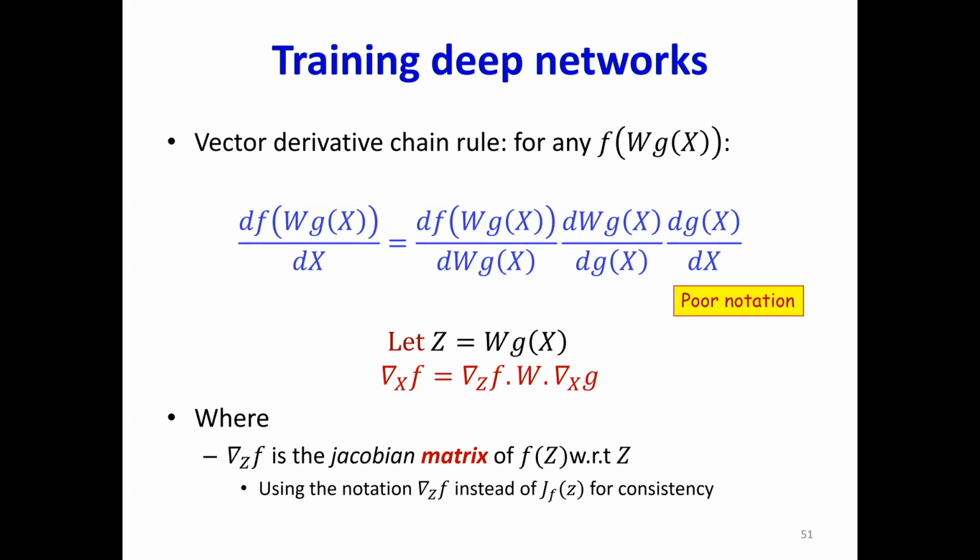This is going to be the derivative of fn with respect to its argument, right, times this w and times the derivative of fn minus 1 with respect to its argument times this next weight and so on. This was your derivative rule.